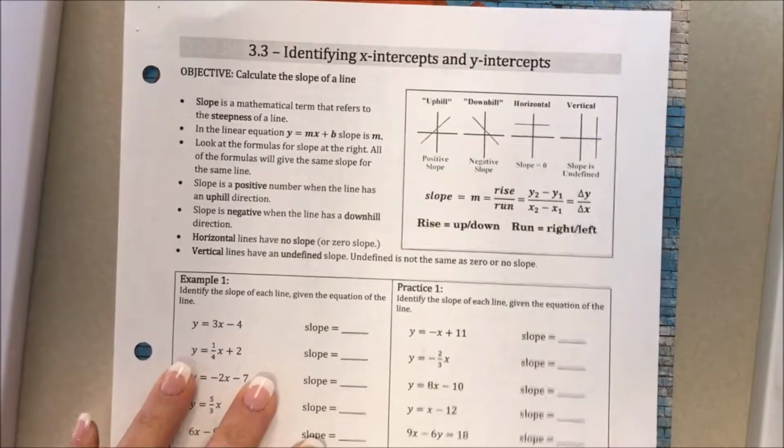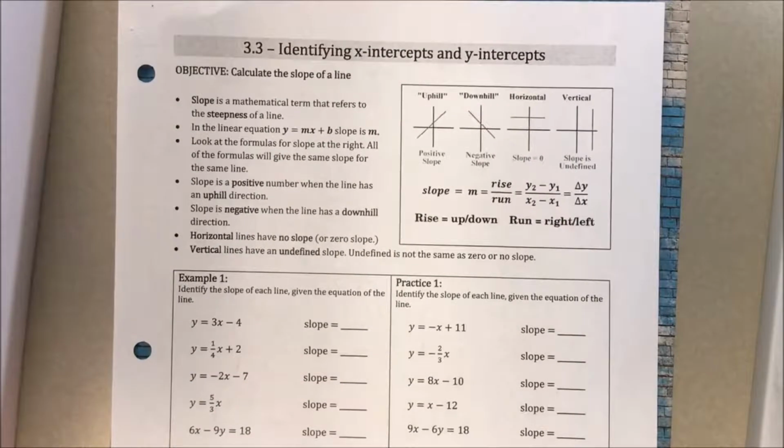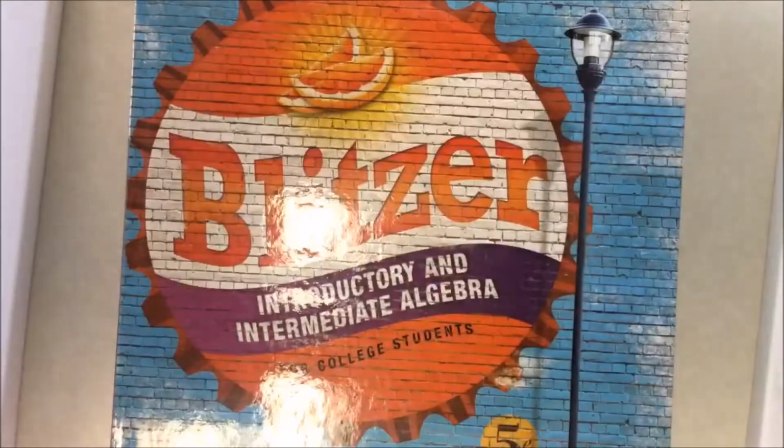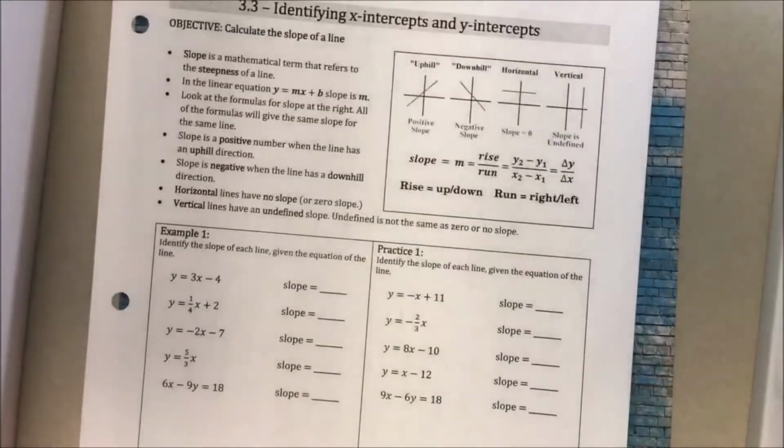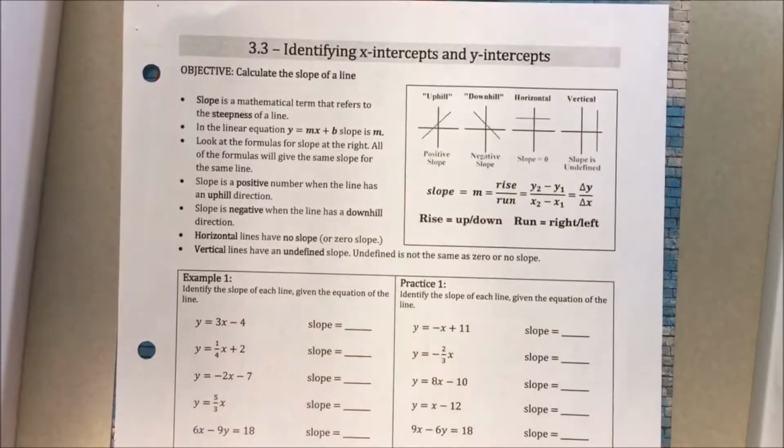In today's video, we're going to be talking about x-intercepts, y-intercepts, slopes, rise, run, all that kind of stuff that comes from Blitzer's Introductory to Intermediate Algebra for College Students. That's the book that we're based on. So, Chapter 3, Section 3.